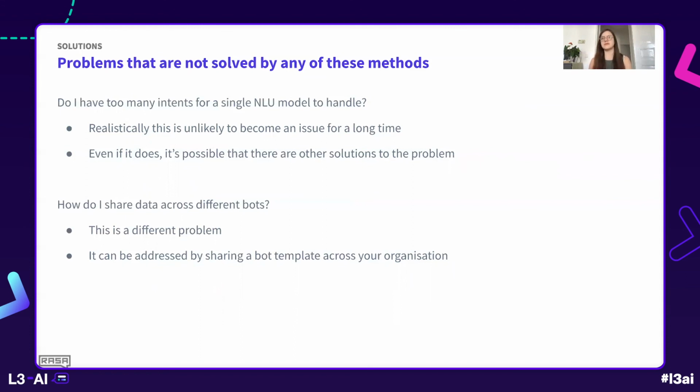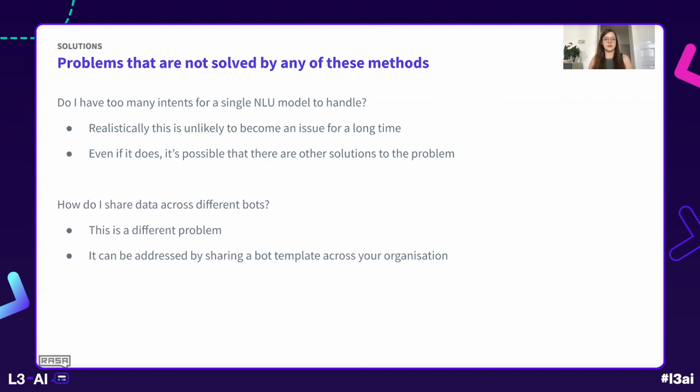It could be that your intents are way too fine-grained, for example, and that's not something having multiple bots is going to fix. Because if you have multiple bots, you still have a lot of intents. They're just artificially separated. So this is something to be addressed in a different way, and you shouldn't use one of these solutions to fix that.